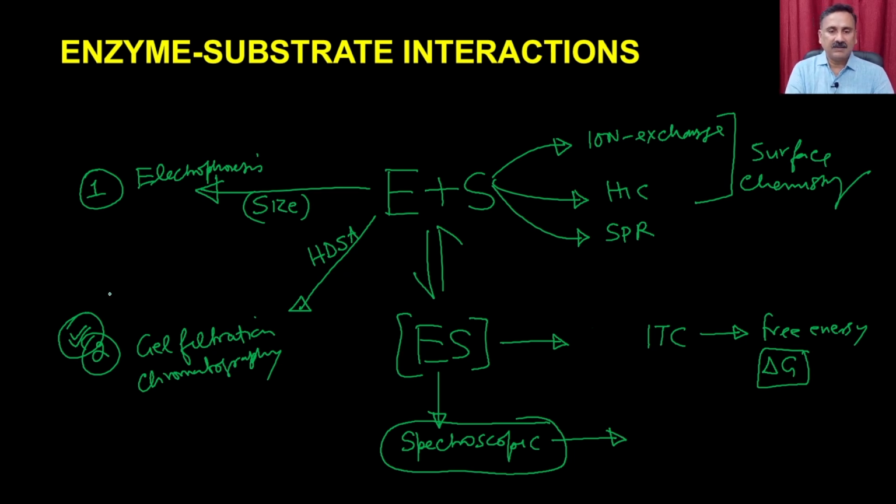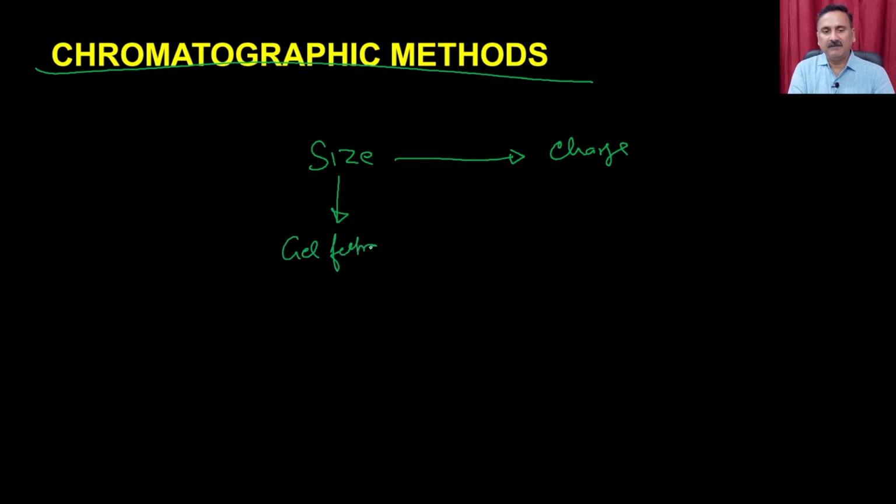So the first technique is this, second is this, third is ion exchange chromatography, fourth is ITC, fifth is spectroscopy, and the sixth is SPR. So let's start with the chromatography. In chromatography, we can have two techniques because we want to measure the size, and we can also measure the charge chemistry or the surface chemistry, right? So size we can measure with the help of gel filtration chromatography, and charge we can do with ion exchange chromatography.